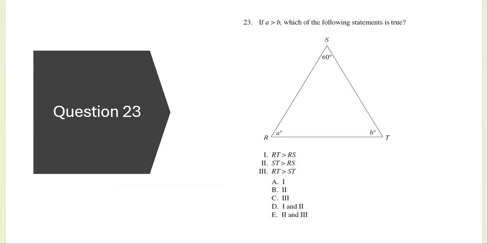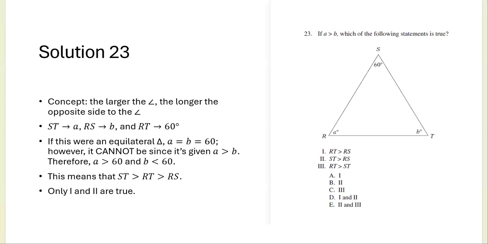All right, 23. If A is greater than B, which of the following statements is true? Comparing the segments. Okay, so again, we're going to probably have to use the concept that the larger the angle, the larger the side as well, the longer the side as well. There's a reason that they gave A is greater than B, because you look at the 60 degrees, you're tempted to think, at least for me, I'll say for myself, oh, well, 60, 60, 60, equilateral triangle.